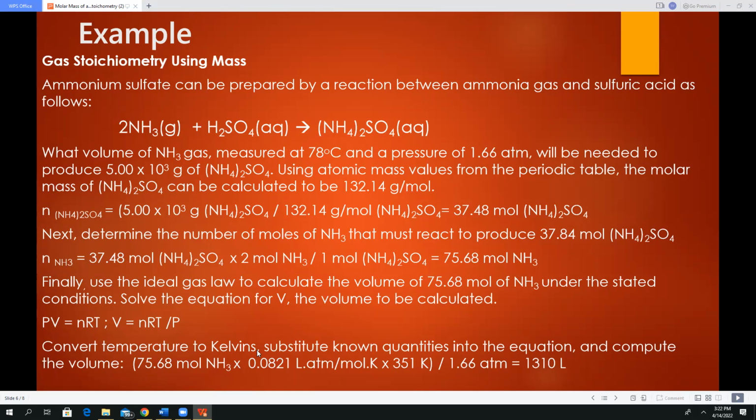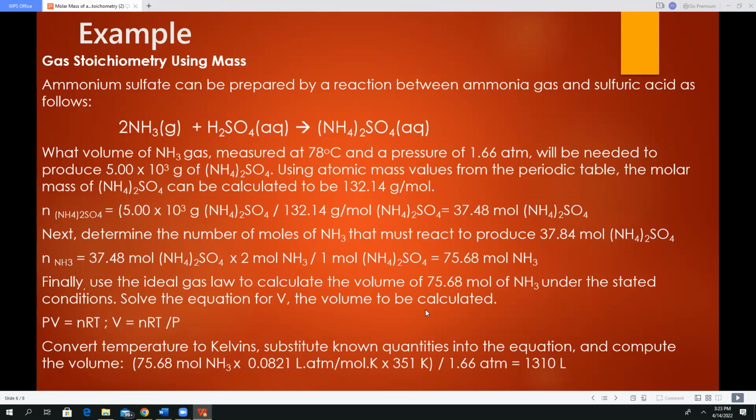So don't forget to convert that temperature to Kelvin and substitute the quantities. So you've got these, and the volume is 1,310 liters. Remember also to stick with your sig figs. In this case, the sig figs come from the two quantities, the mass and the atmospheres, because temperature usually does not involve that.